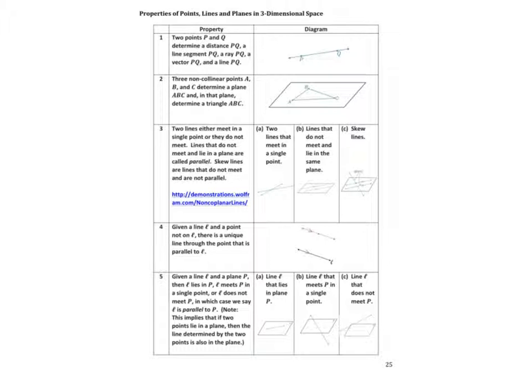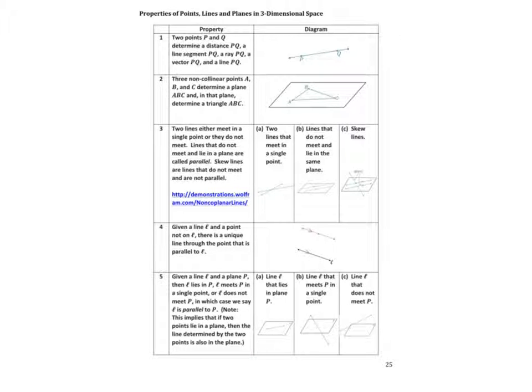So now I ask that you go through each one of these properties. I know it's boring, but it has to be done. You have to be familiar with it in order to answer questions with regard to them. So the first property is that points P and Q determine a line PQ, a ray PQ, a vector PQ, and a segment PQ. So I think that you guys are familiar with that already.